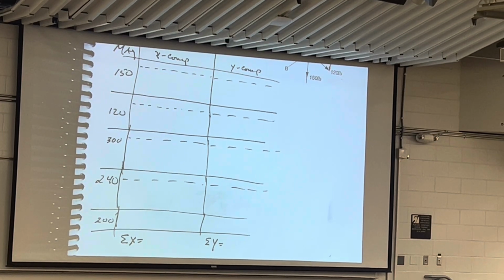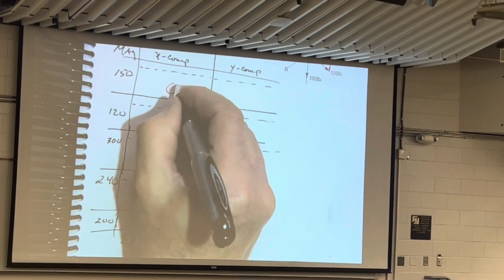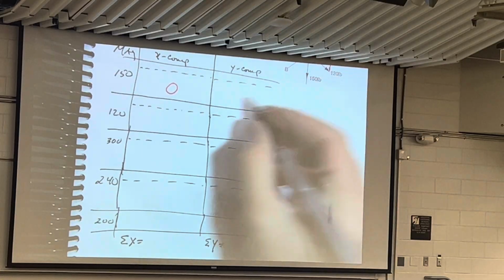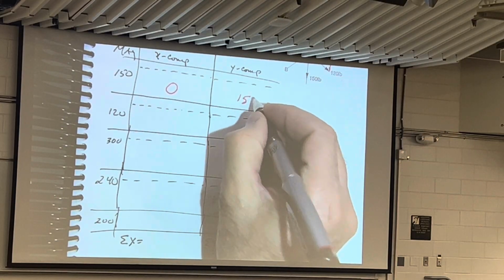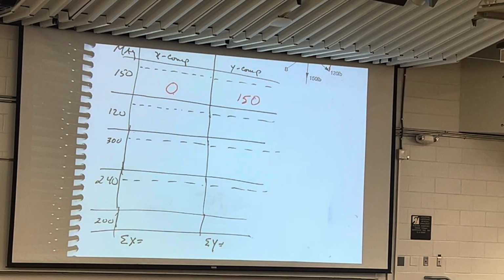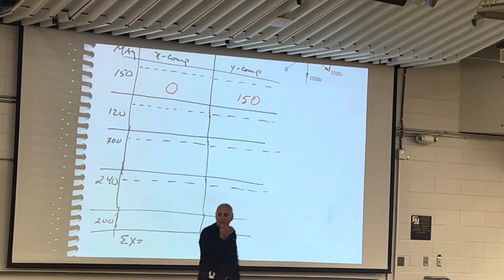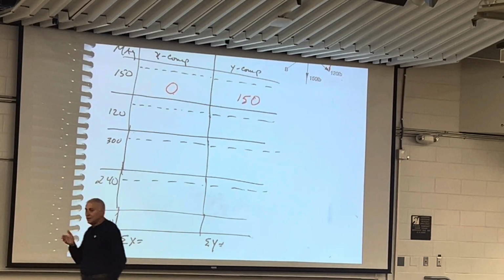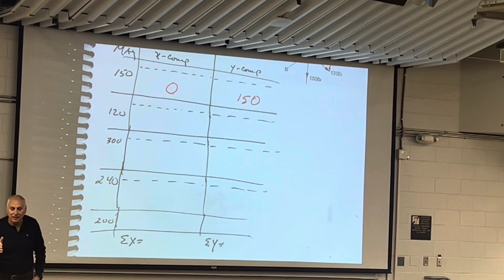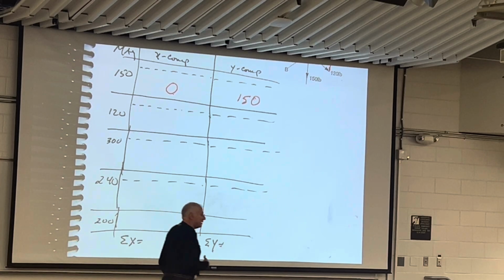Now the easy one, of course, is the 150. The 150 is just 0 here because it's only in the y. And on the x, I'm sorry, it's 0 here and 150 in the y. Agreed? Do you agree? Yes. What's missing? Yes.